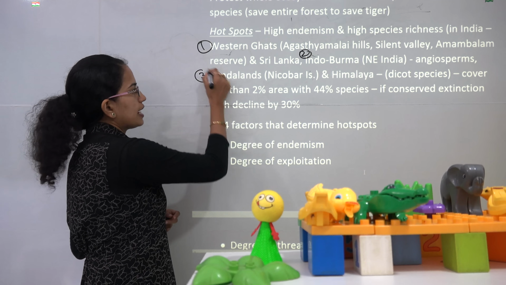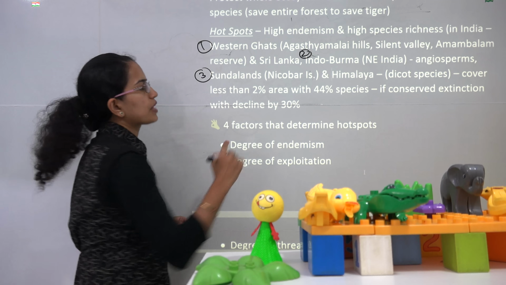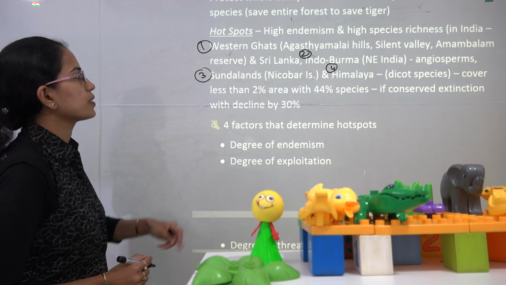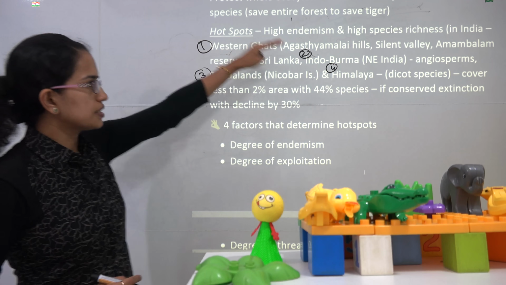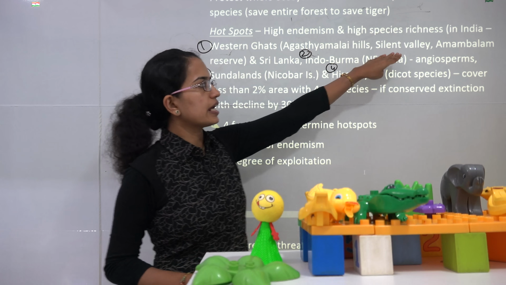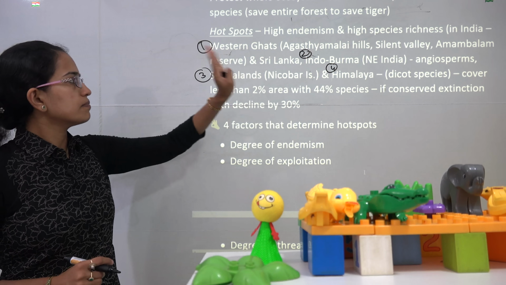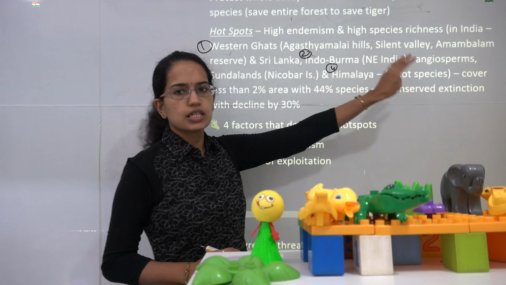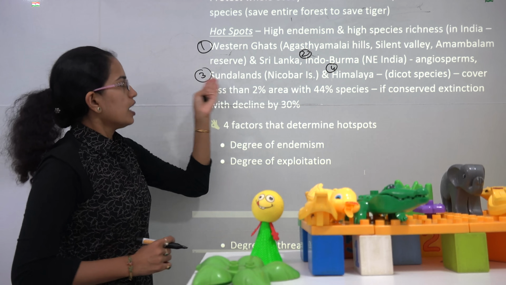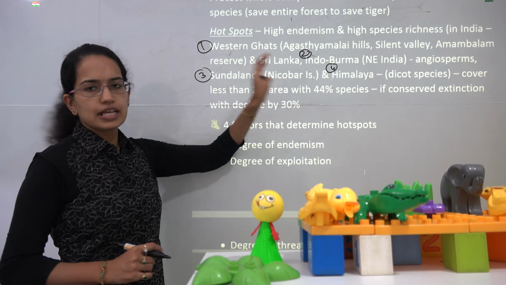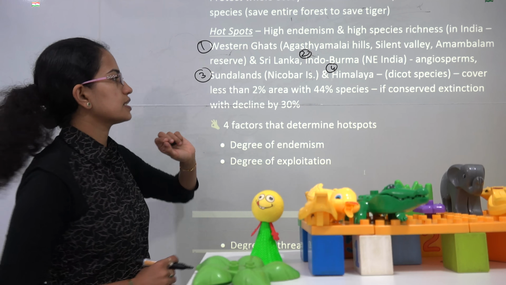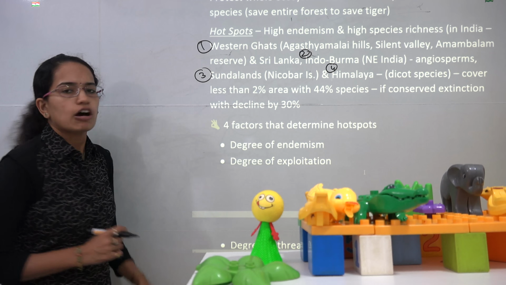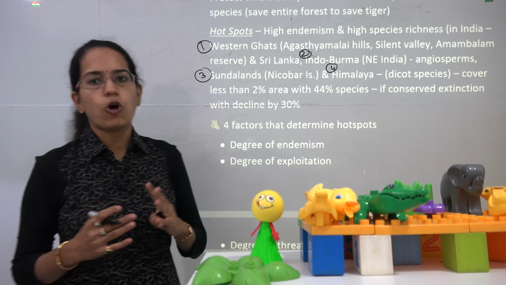Then you have Sundaland, that's the Nicobar Islands, and finally the Himalayan region, where the dicot species are popular. In the Western Ghats, Agastyamalai Hills, Silent Valley and Agasthyamalai Reserve are the popular ones. In Indo-Burma, most of northeast India, you have angiosperms. In Sundaland, you mainly have the vegetation and the rare animals that are seen, and in the Himalayas, mainly the dicot species are seen.